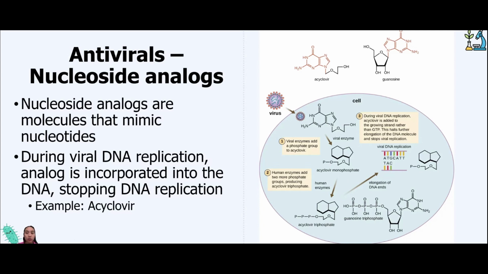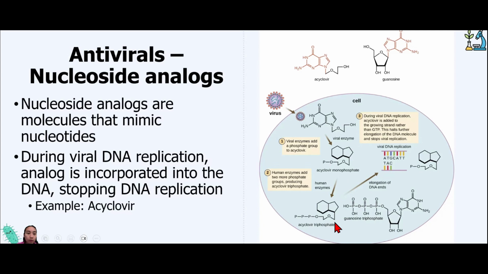One of the main things it needs to do is make more of its own DNA. And so during DNA replication for the virus, it will accidentally incorporate the fake nucleotide, right? And that will stop DNA replication because it is not a real nucleotide. An example of this is acyclovir. Acyclovir looks very similar to the G nucleotide.